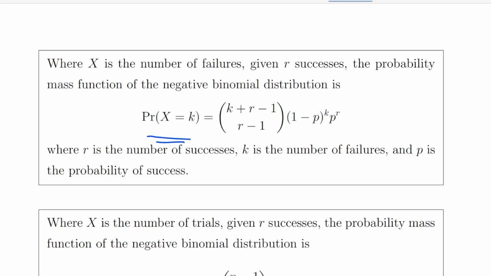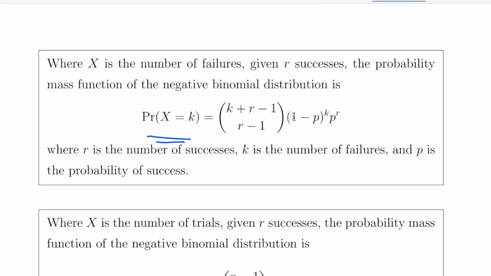So where R is the number of successes, K is the number of failures, and P is the probability of a success. And again, we're dealing with, in the context of Bernoulli trials, where an experiment can have 2 outcomes. One we denote the success, and one we denote the failure. Now, just something I'll remark upon here before we continue is that you will find, as you get more familiar with the binomial or the negative binomial distribution, that there are quite a lot of ways of specifying the negative binomial distribution.